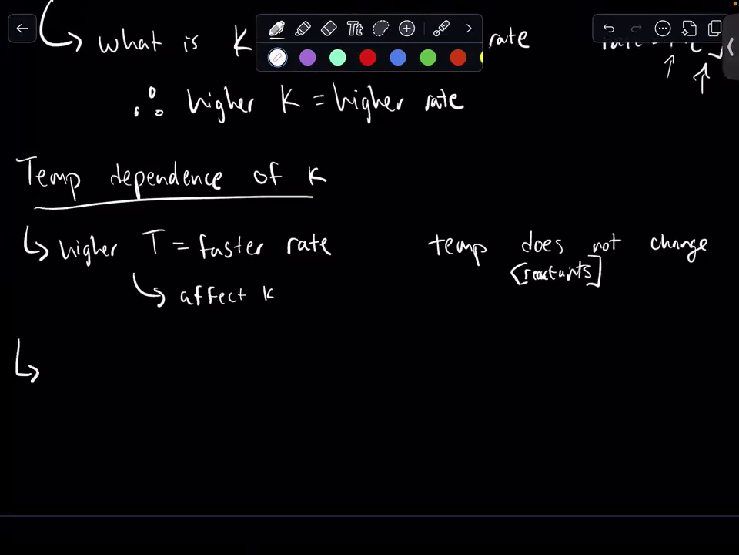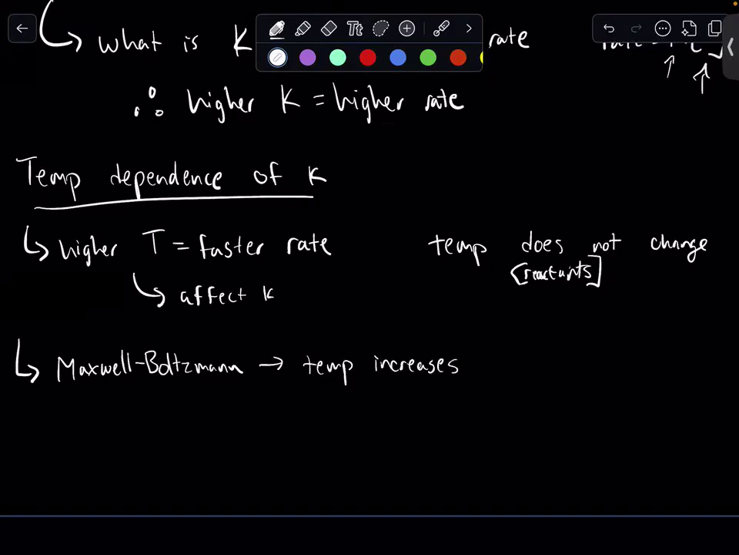The first, we can talk about Maxwell-Boltzmann. In our Maxwell-Boltzmann distribution, we know that as temperature increases, therefore, more particles have energy greater than or equal to our activation energy. So that's one part of our puzzle, or how temperature affects K.